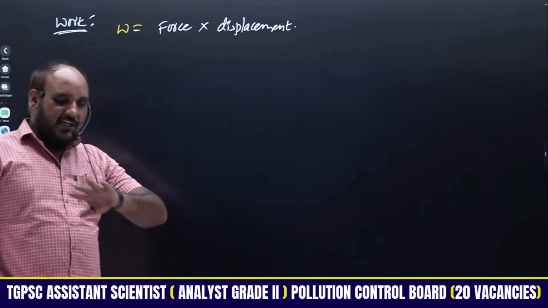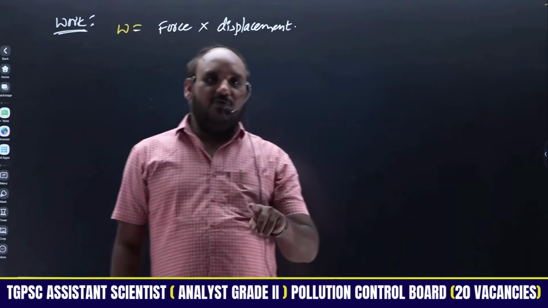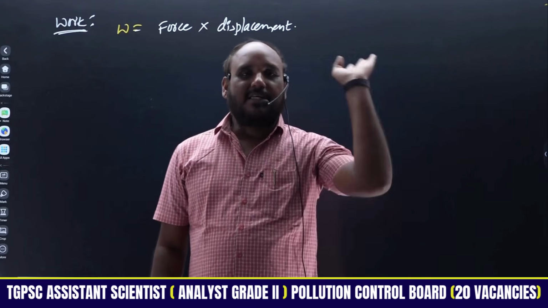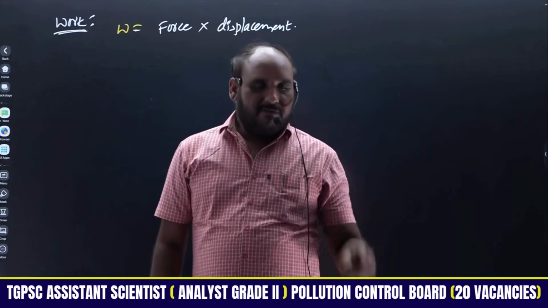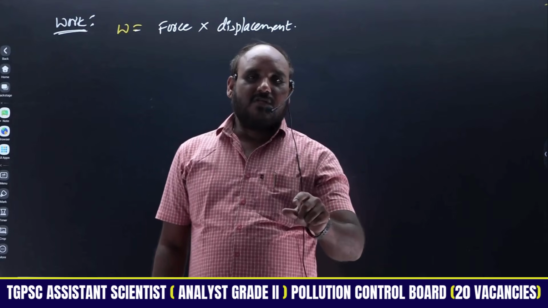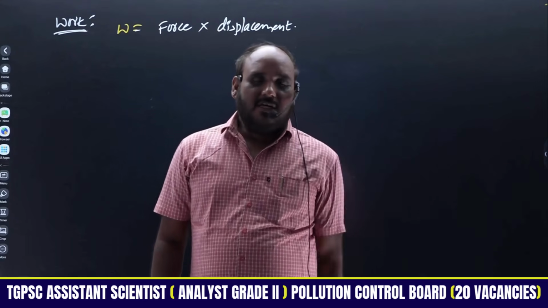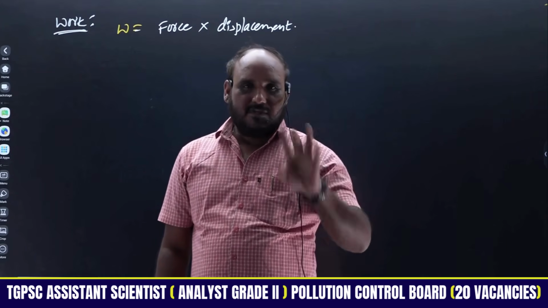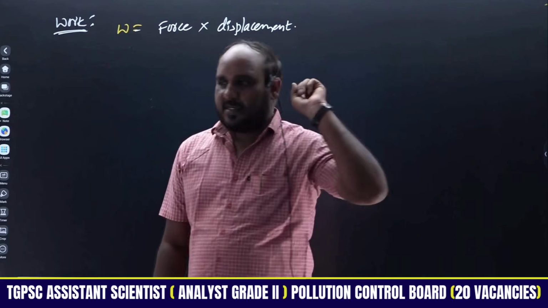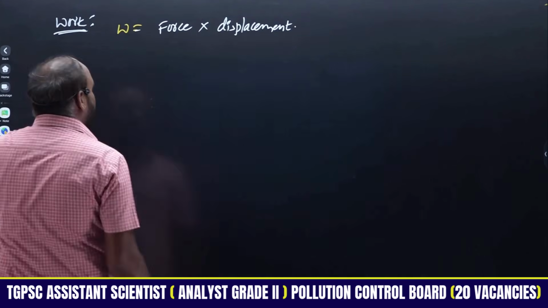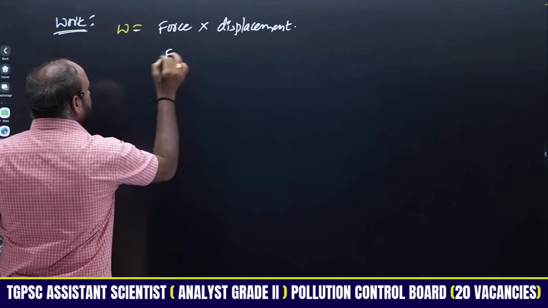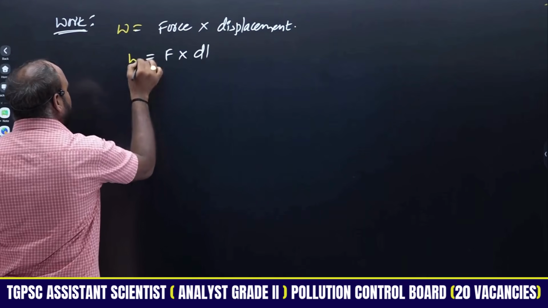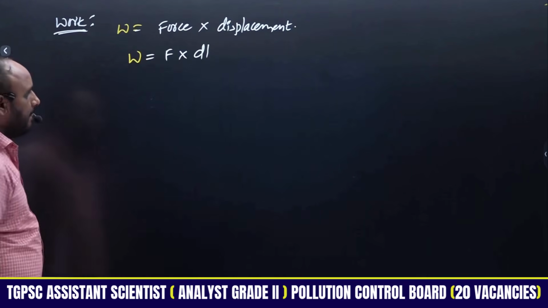To displace any object from its original place to another place, what we have to do? We have to apply some external force. With the application of external force, the object will be displaced. How much distance it is displaced, that multiplied with force gives the work, right? So W is equal to force into displacement. The force will be F, the small displacement will be dl. Therefore this is W, right?